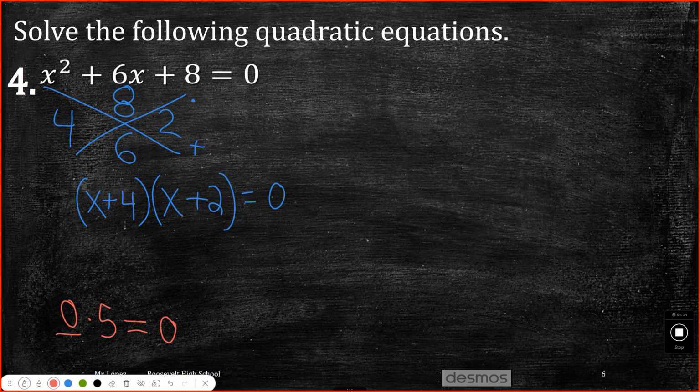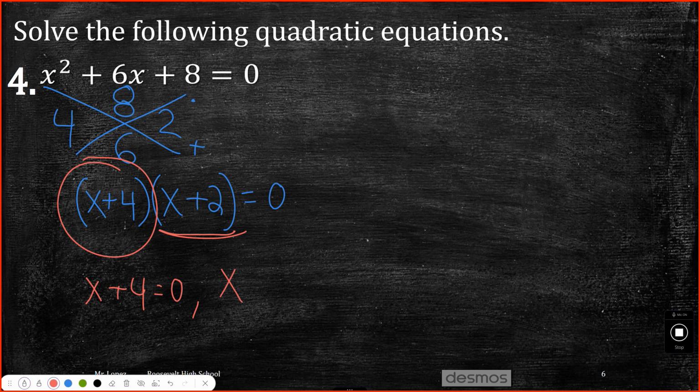So if this is 5, whatever it is, some number not equal to 0, then the other factor better be equal to 0. If the expression x plus 4 is equal to 0, what must x be? Negative 4. Negative 4 plus 4 is 0, and 0 times anything is 0. That's the idea behind it. So you're still sitting there like, I don't understand what you just did. Basically, x plus 4 better be equal to 0 and/or x plus 2 better be equal to 0. That's how you do it.